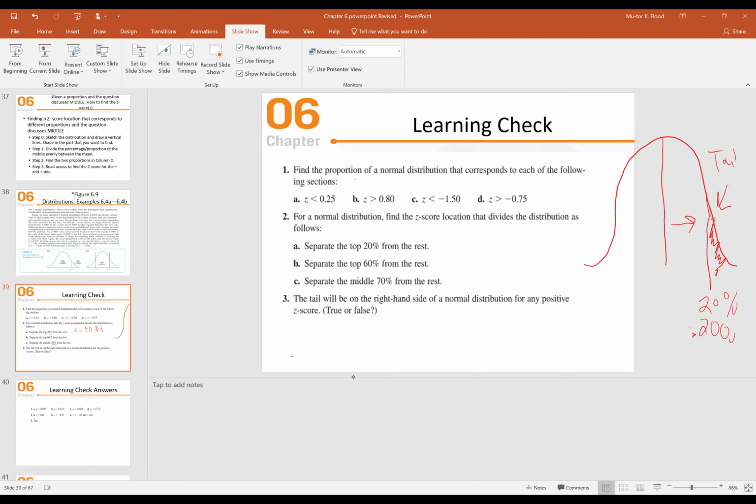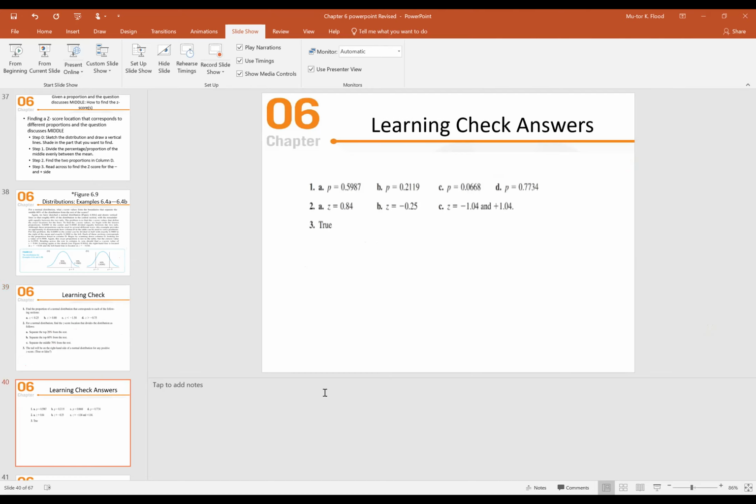Give me a second. Let me erase all that. Oh, wait. So question 3. The tail will be on the right-hand side of a normal distribution for any positive z-score. Is that true or false? That is going to be true. All right. And so here are the answers to these questions.